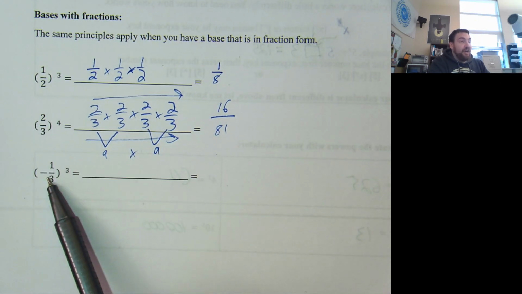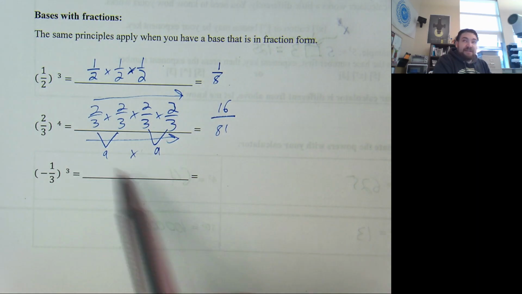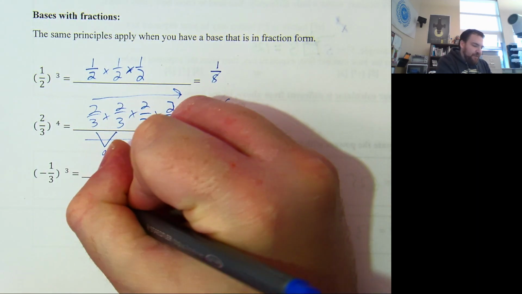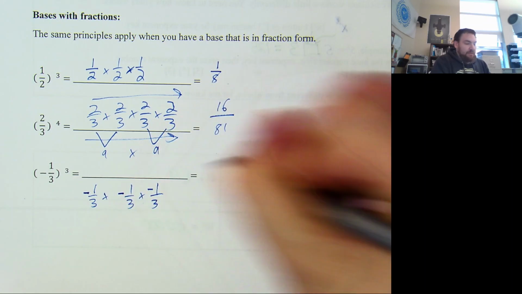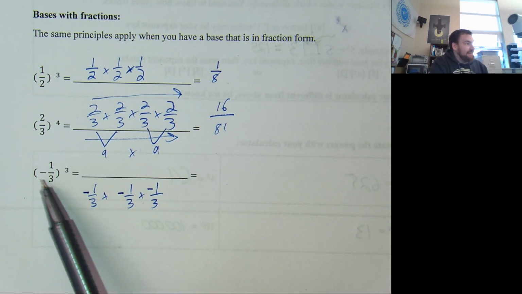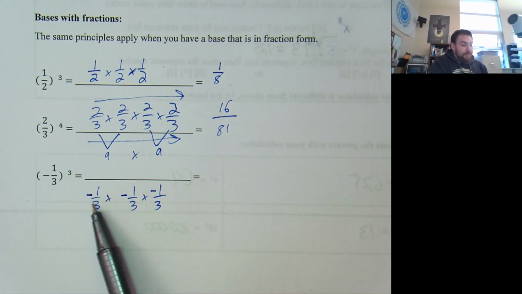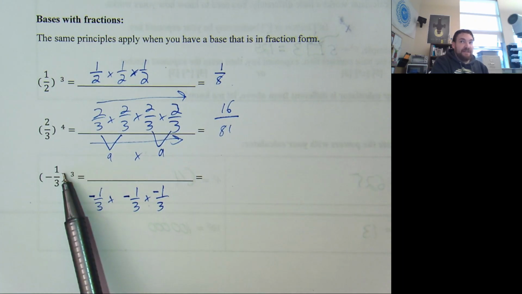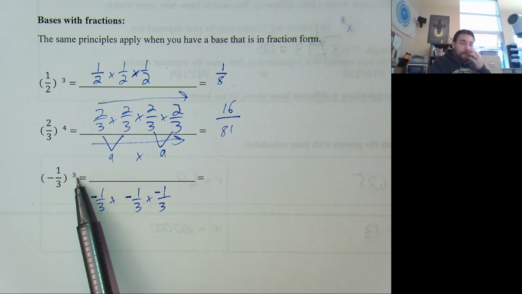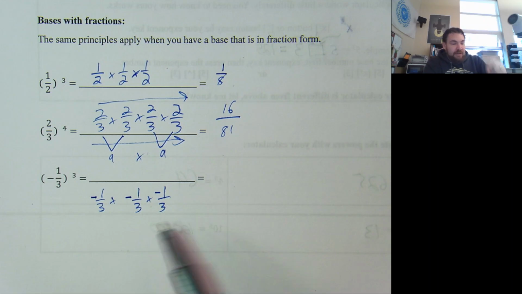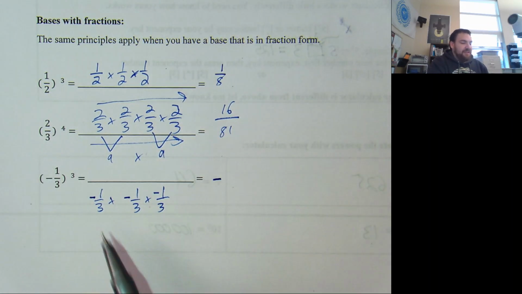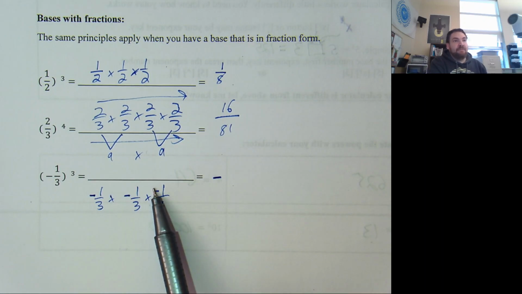Now the negative is part of the inside of the bracket, so it's included as part of the base. I'm going to write this one below this line because I don't have a lot of room above. I'm going to write it as negative 1 over 3 times negative 1 over 3 times negative 1 over 3. Because the negative sign is inside the bracket, it needs to be part of the repeated multiplication, and there's 3 of them because that's what the exponent is. So the final result here is going to be positive or negative. How many negatives do I have? I have an odd number of negatives, so it's got to be negative. Because 2 negatives makes it positive, and the third negative makes it negative again.